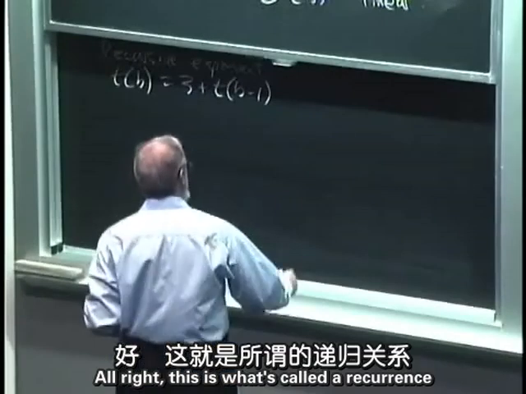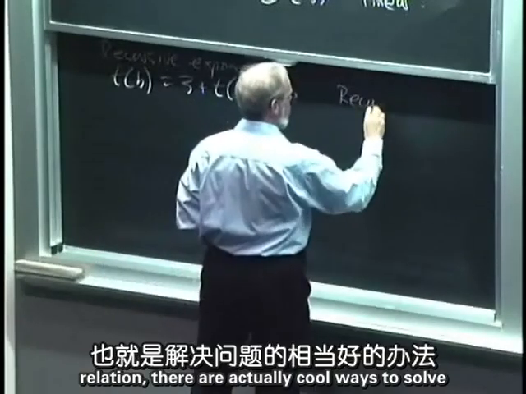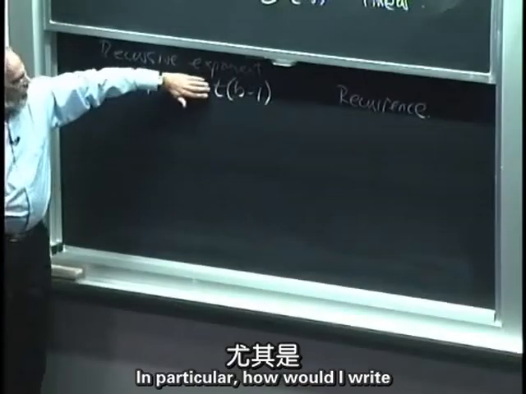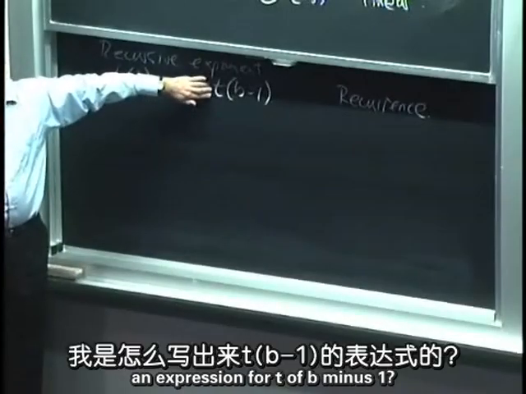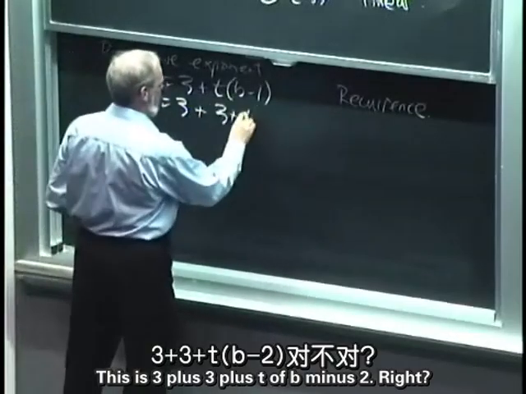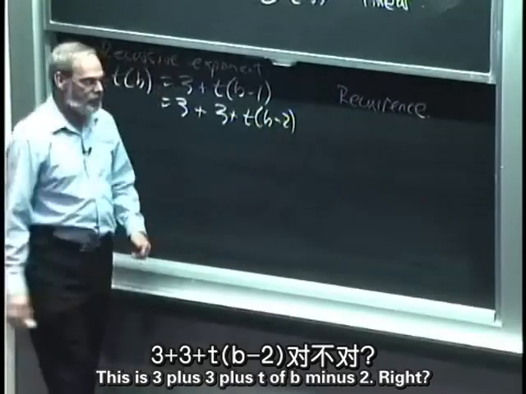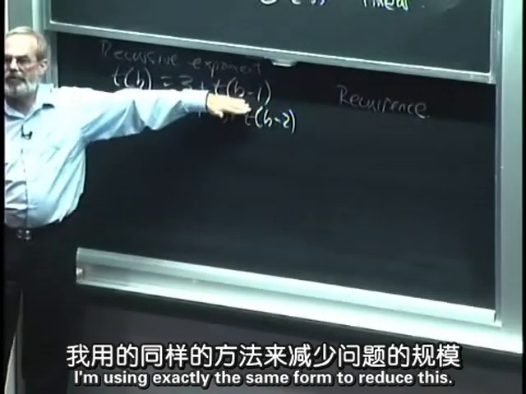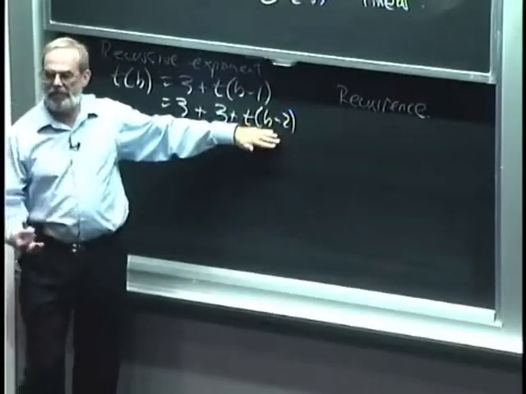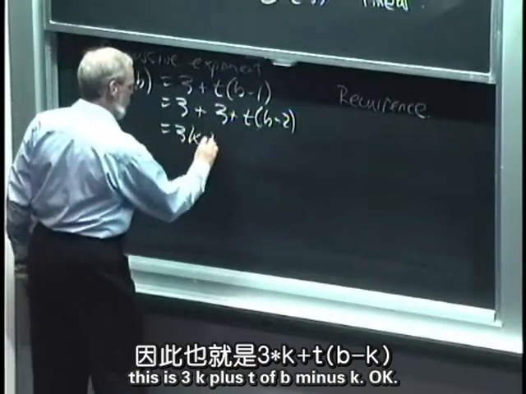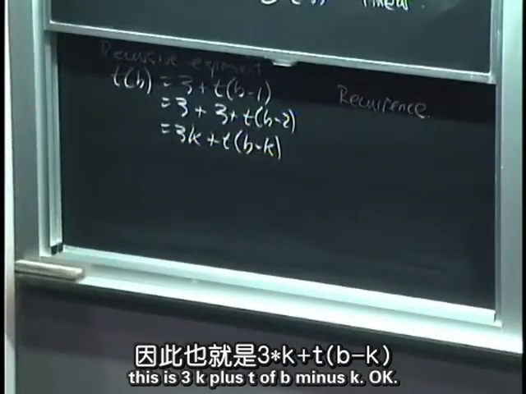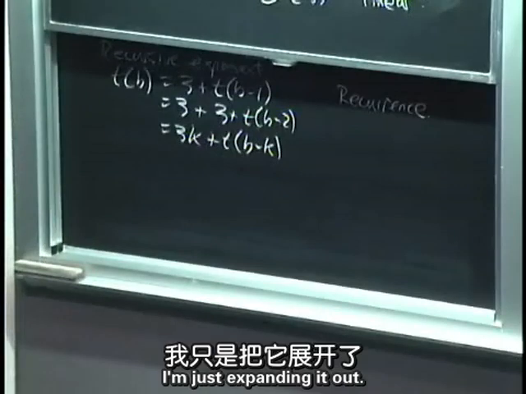Okay, this is what's called a recurrence relation. There are actually cool ways to solve them. We can kind of eyeball it. In particular, how would I write an expression for t of b minus 1? Well, the same way. This is 3 plus t of b minus 2, right? I'm using exactly the same form to reduce this. And oh, you can see what's going to happen. If I reduce that, it would be 3 plus t of b minus 3. So in general, this is 3k plus t of b minus k. Okay, I'm just expanding it out.